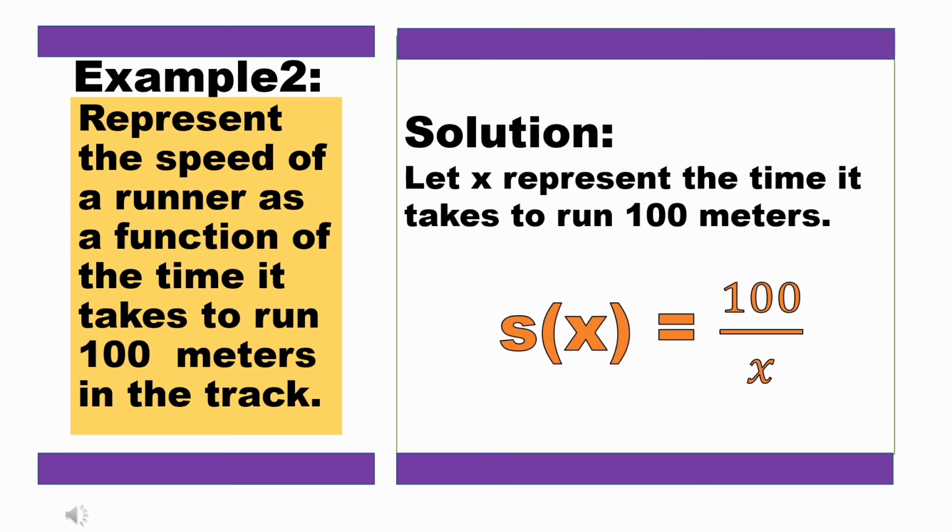For our example 2, we have here: represent the speed of a runner as a function of the time it takes to run 100 meters in the track. So we have here the solution. Let x represent the time it takes to run 100 meters. So we have here the equation. S of x equals 100 divided by x. So your x is the time it takes to run the 100 meters.